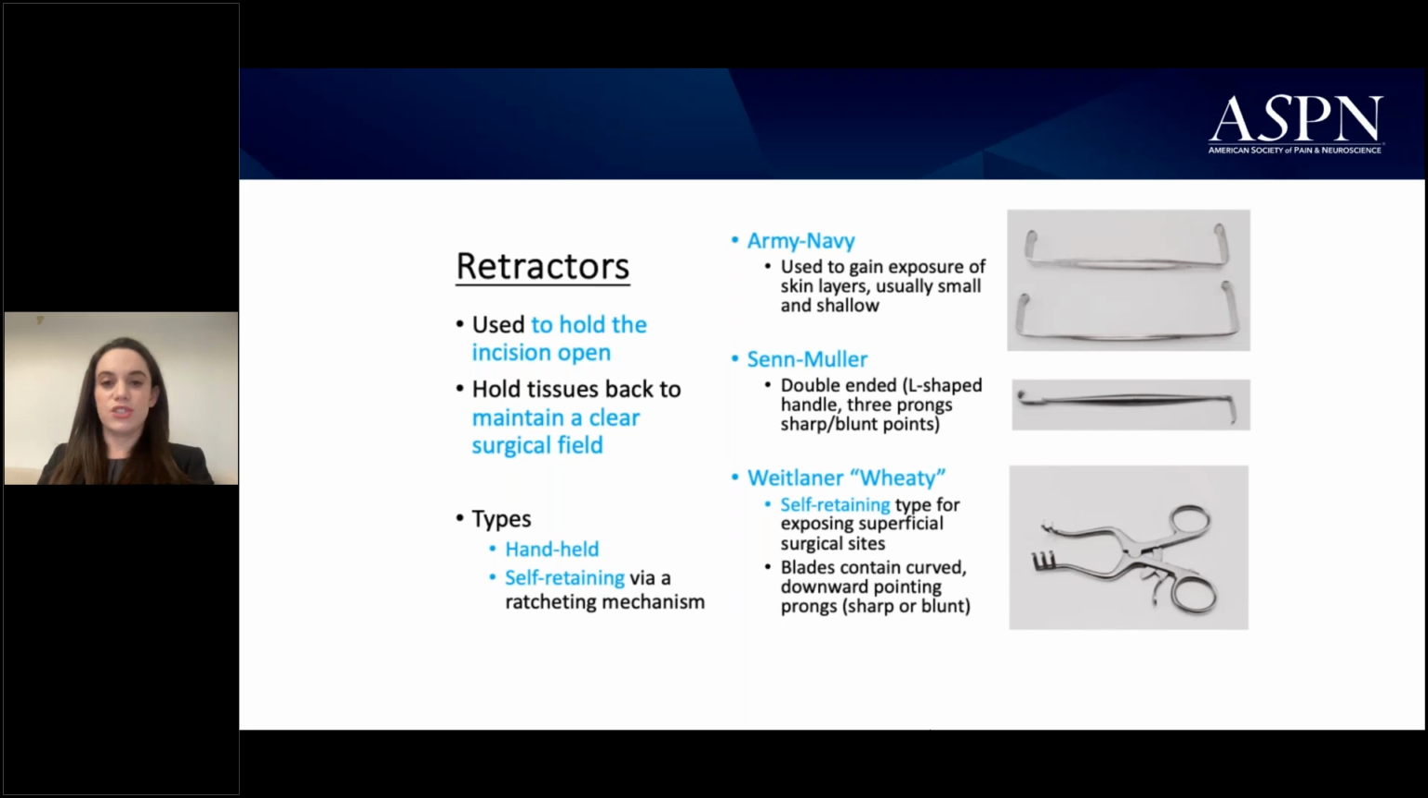So next we have retractors, and these allow you to hold the incision open and have a clear view of the surgical field. There are two types. There are handheld retractors, which include the Army-Navy and the Senn-Miller, which you can see on the right-hand side. These are used to expose superficial sites. And we have our self-retaining retractors, which act via a ratcheting mechanism, and that is what the Weitlaner is on the right-hand side, also used for exposing superficial sites. Next slide, please.